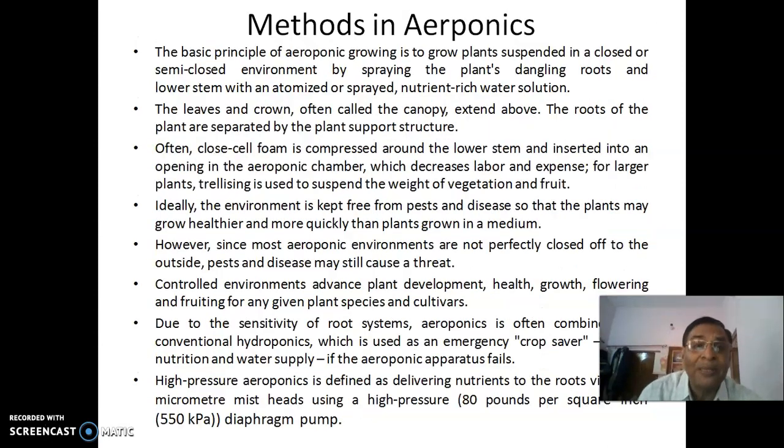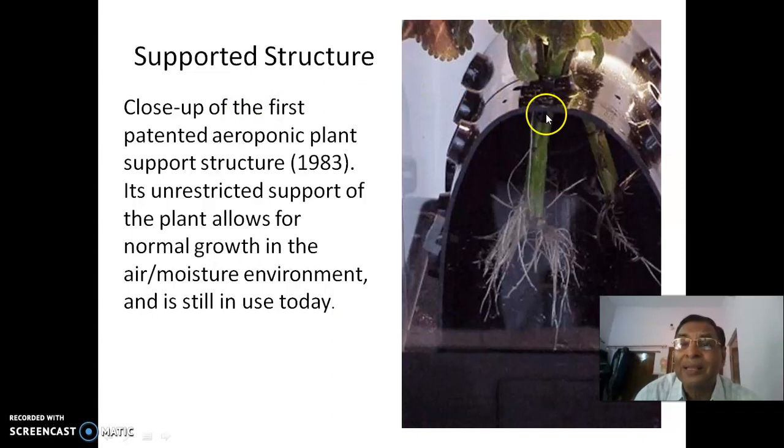Okay, let us go further. Methods in aeroponics. The basic principle of aeroponic growing is to grow plants suspended in a closed or semi-closed environment by spraying the plant's dangling roots and lower stem with an atomized or sprayed nutrient-rich water solution. So these are all things we have already discussed. The leaves and crown, often called the canopy, extend above. The roots of the plant are separated by the plant support structure. This is how the stem is supported. This is how the roots are completely in the air.